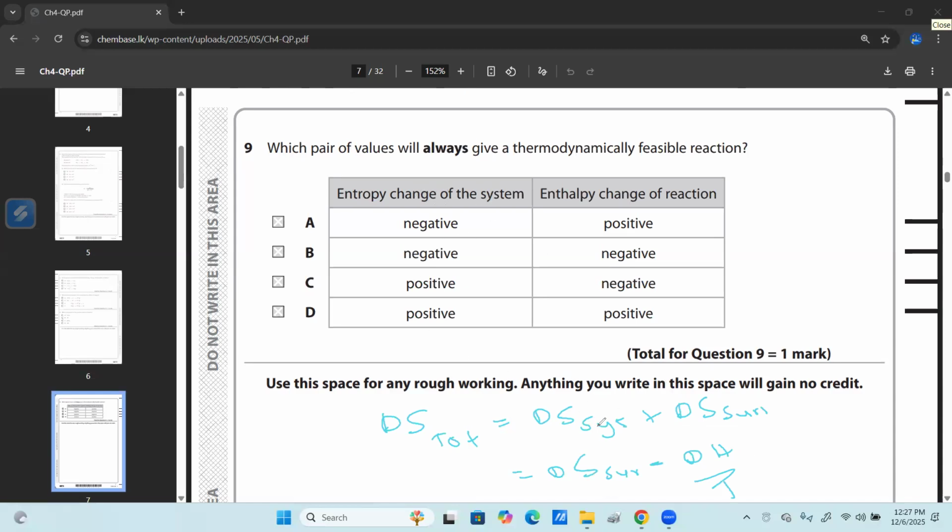Entropy change of the system: if it's negative, we'll take the system as negative. Then the enthalpy change of reaction is positive. So if this is positive, minus into positive, you get a negative. So the total entropy will be negative. So it is not a feasible reaction. For a reaction to be feasible, total entropy should be positive.